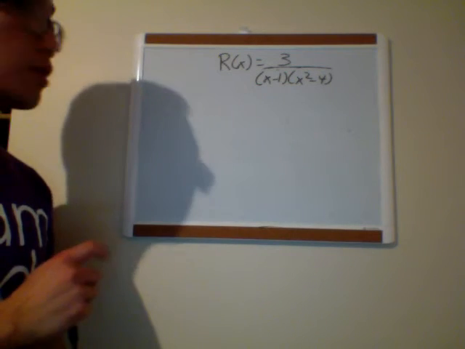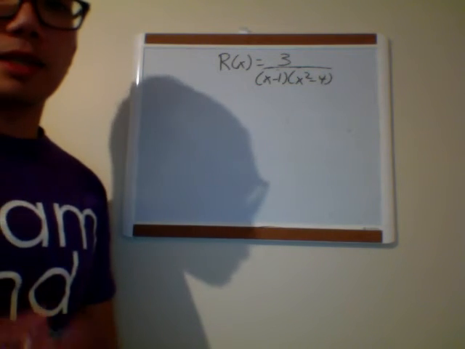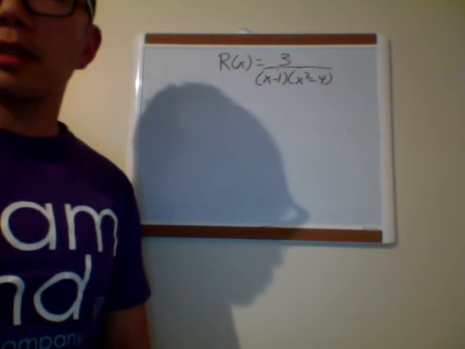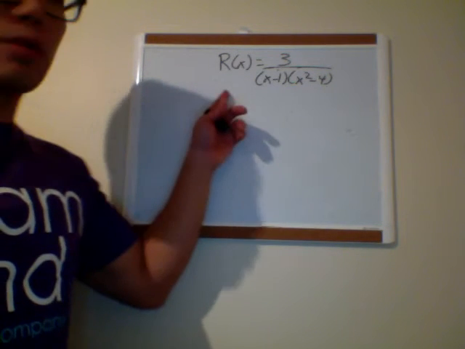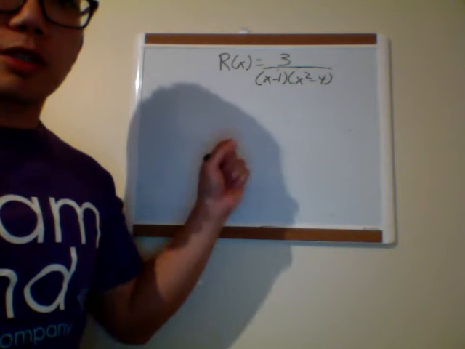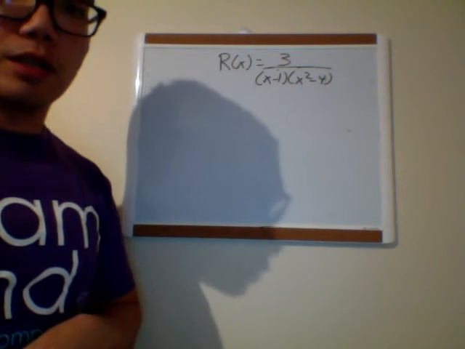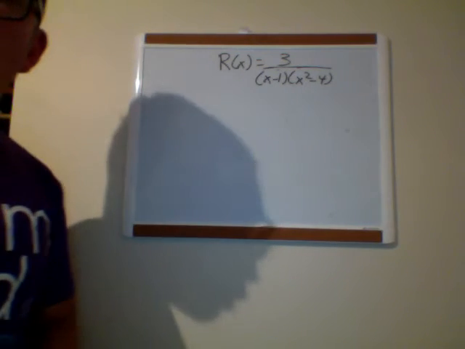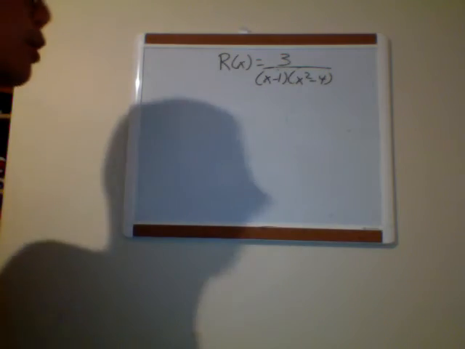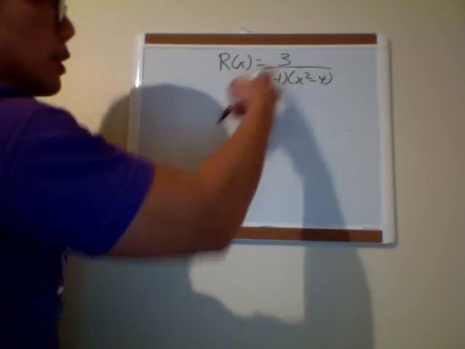I'm going to do the graphing part of the study guide, and there will be a second video that does everything else. So the problems that we're going to be doing are just graphing the rational functions. So I have 3 over x minus 1 times x squared minus 4. First thing that you have to do is find the domain. So what we want to do is actually simplify this.